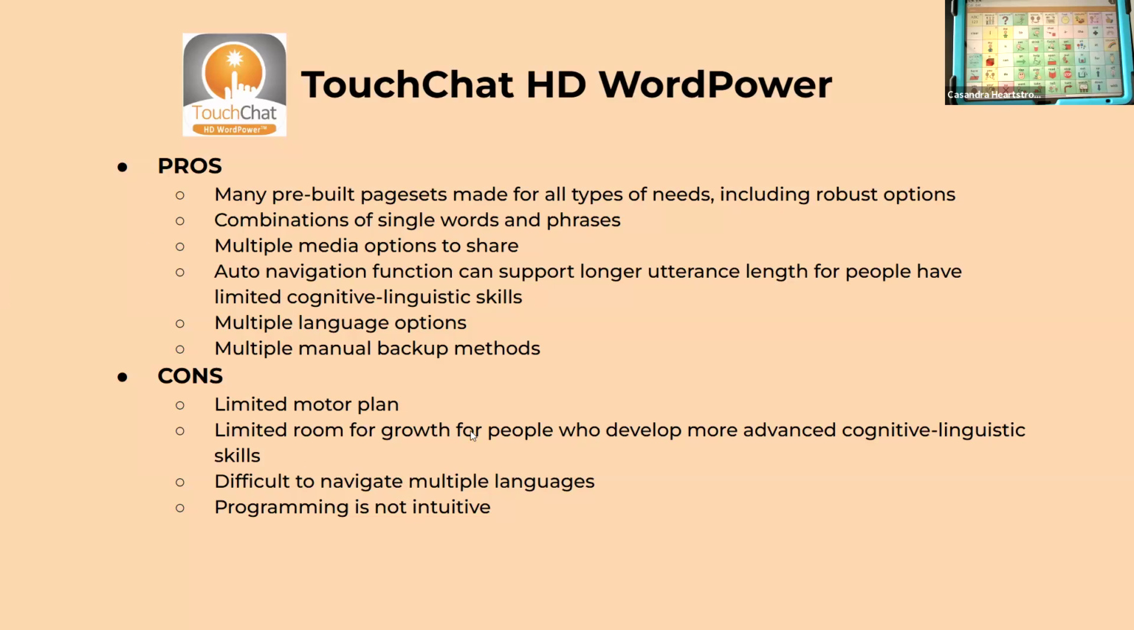It's got limited growth for people who develop more advanced cognitive linguistic skills because it's always going to auto advance for you. It's going to take you to a page and auto advance for you, which again is great for somebody who's just learning language, but once they have learned it, it can be a barrier. It's like, for example, when you text something and send it and didn't realize that autocorrect put in a whole different word for you. Similarly, TouchChat with WordPower will auto correct you, maybe in a way that you don't want to go.